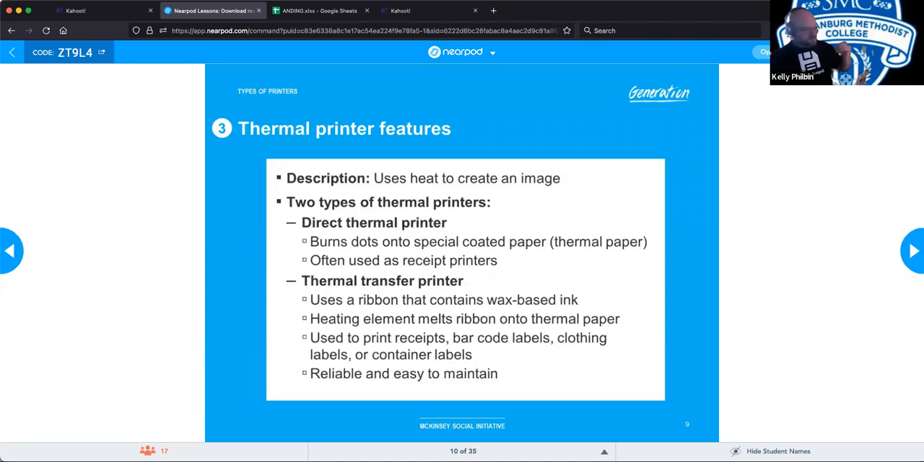The thermal transfer printer itself uses a ribbon that contains a wax-based ink. This is a different type of printer. Instead of a direct thermal, which uses strictly heat off special paper, you have the thermal transfer, which actually transfers the wax-based ink to the page itself. The heating element melts the ribbon onto the thermal paper, and it's used for printed receipts as well, barcode labels, clothing labels, container labels, and it's extremely reliable, very easy to maintain, and very fast.